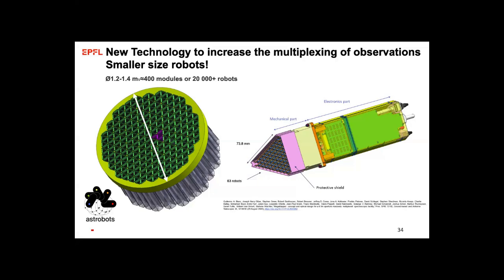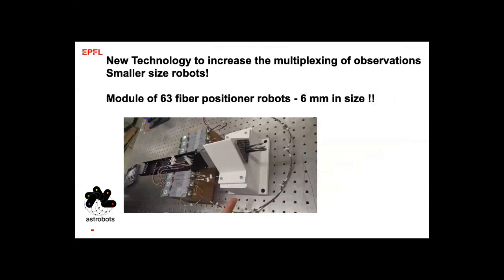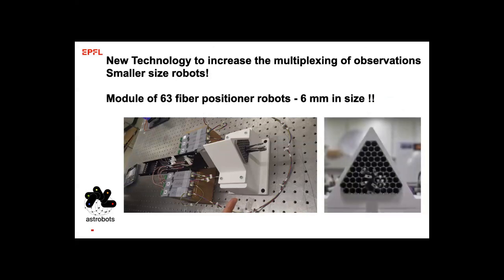So that module contains these little robots. Yes. And I'm going to show you more in detail. That's one prototype module that we have made. Over here you have 6 positioners. You start with 6 and then you go up to 63. That's really the first measurement. You maybe don't see so well, but here there are 6 robots.